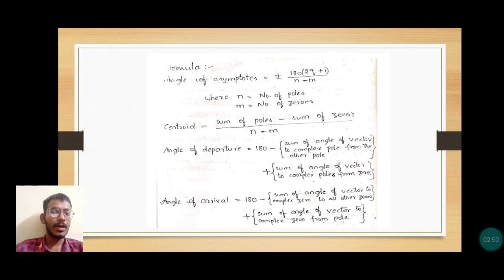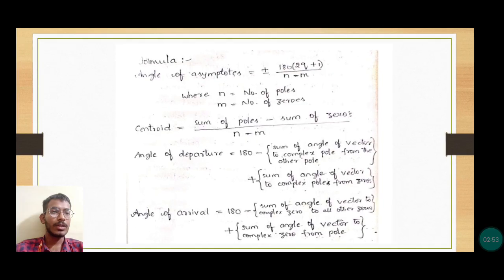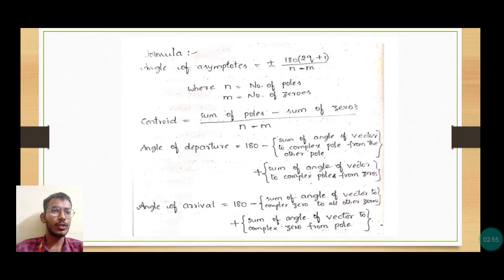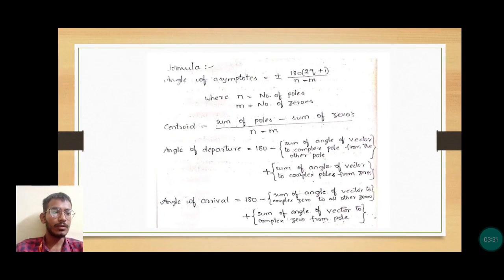Formulas. These are the formulas. Angle of asymptotes equals plus or minus 180 times (2q plus 1) divided by (n minus m), where n equals the number of poles and m equals the number of zeros. Centroid equals the sum of poles minus the sum of zeros, divided by (n minus m). Angle of departure equals 180 minus the sum of angles of vectors to the complex pole from the other poles, plus the sum of angles of vectors to the complex pole from zeros. Angle of arrival equals 180 minus the sum of angles of vectors to the complex zero from all other zeros, plus the sum of angles of vectors to the complex zero from poles.